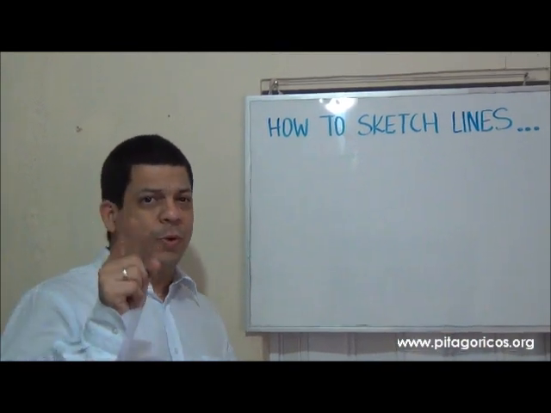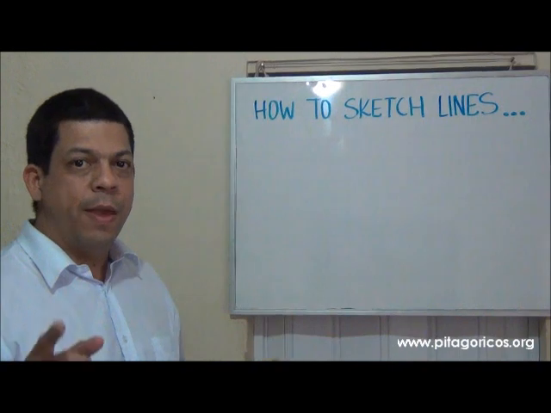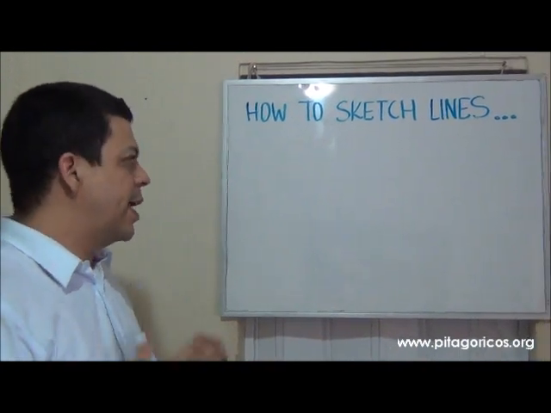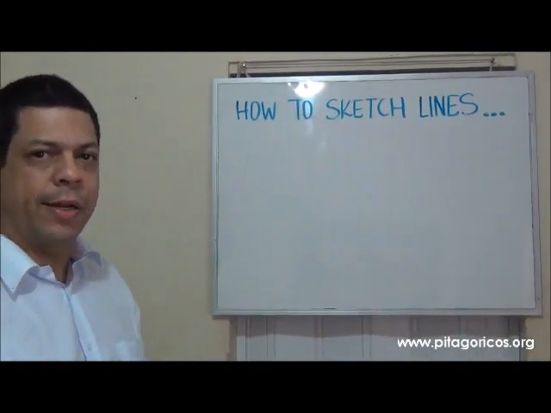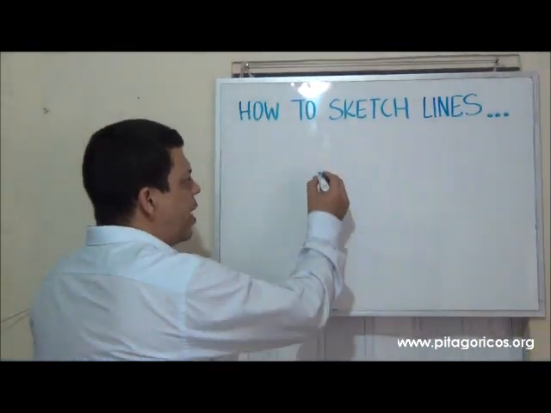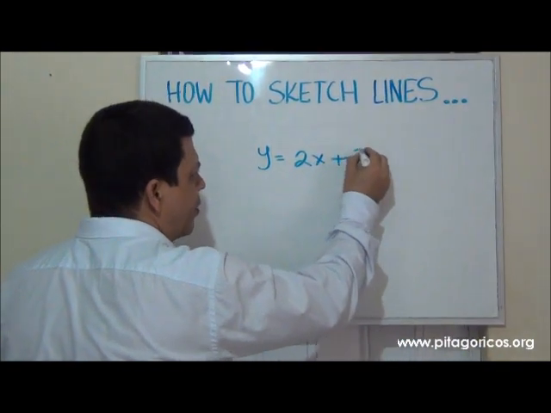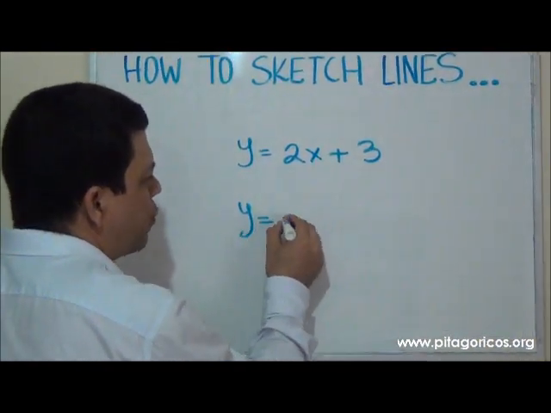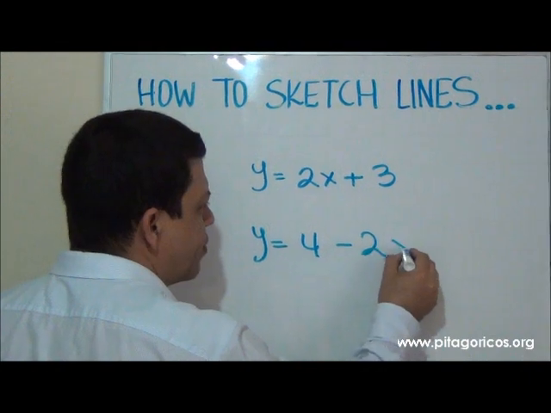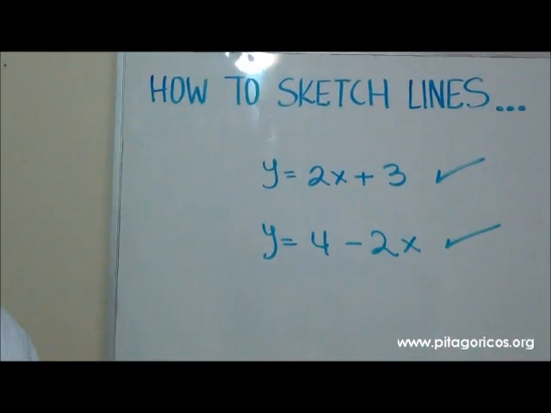Hello! Today we're going to learn how to do sketches for straight lines. Before going exactly to the point we're interested in, I need you to understand something. Whenever we have a straight line, let's say y equals 2x plus 3, or let's say y equals 4 minus 2x, both are straight lines, both are linear functions.